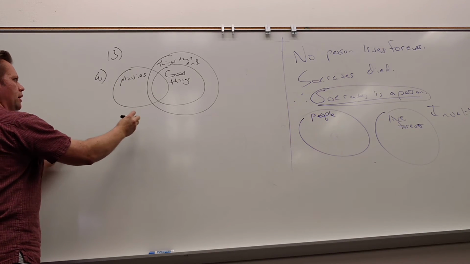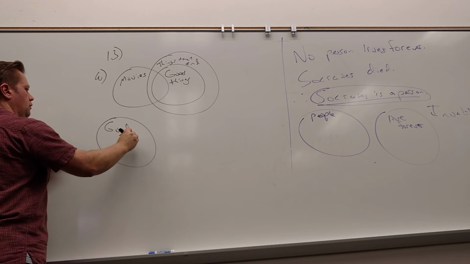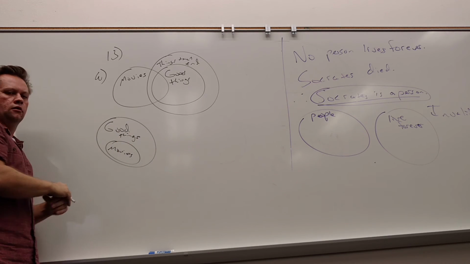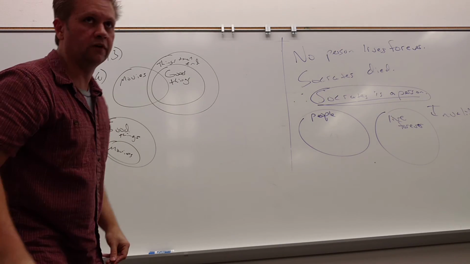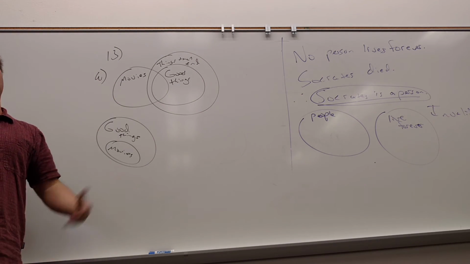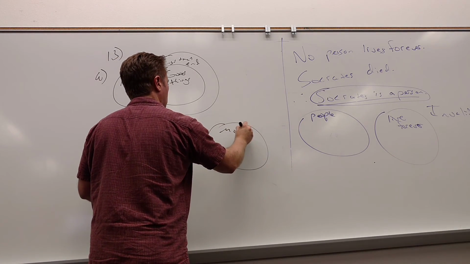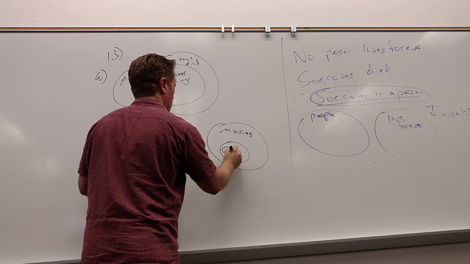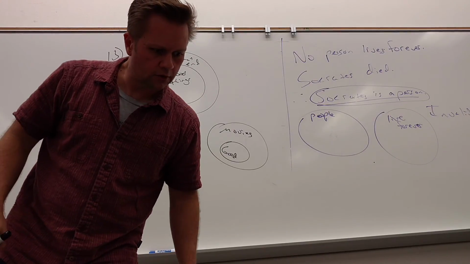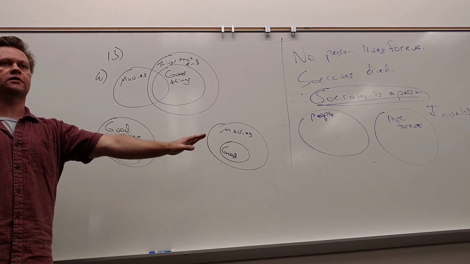The only other way I can draw this is here's good things, and I can put movies here. Let me make sure. Some movies are good. Is that true? Yes. They happen to all be good. Or I could draw it like this. Some movies are good. Is that represented? Both of these represent some movies are good.